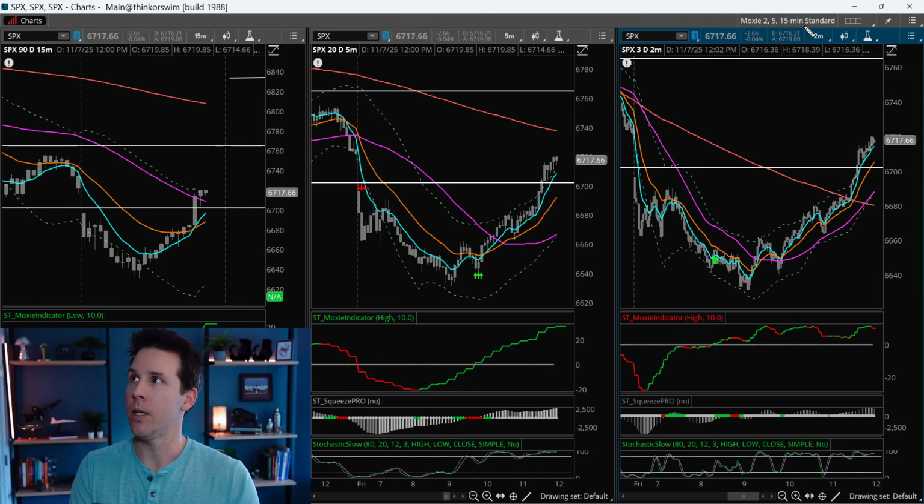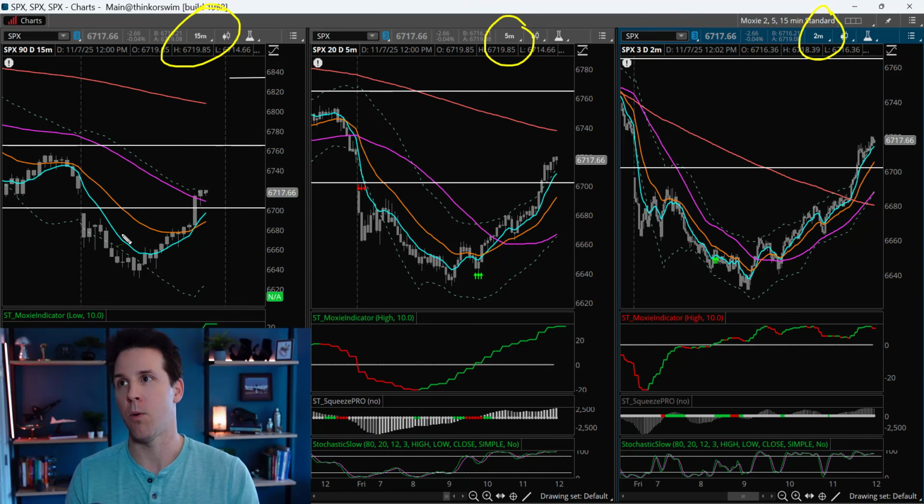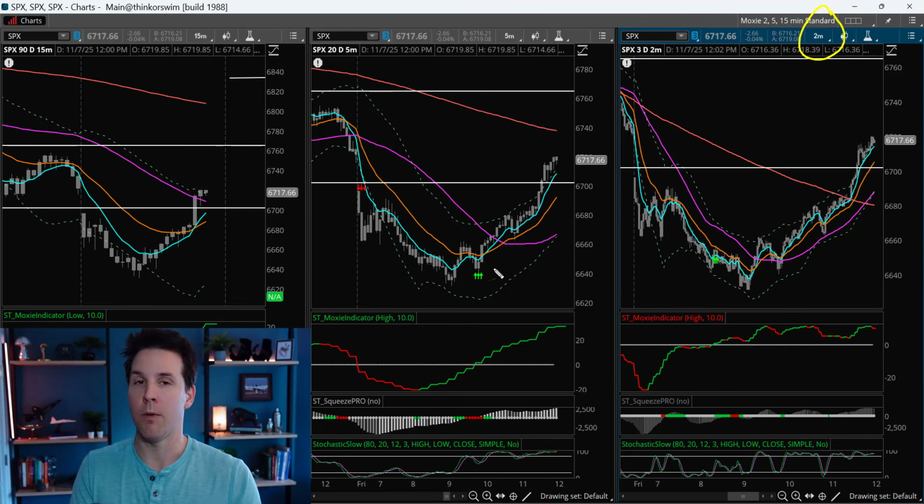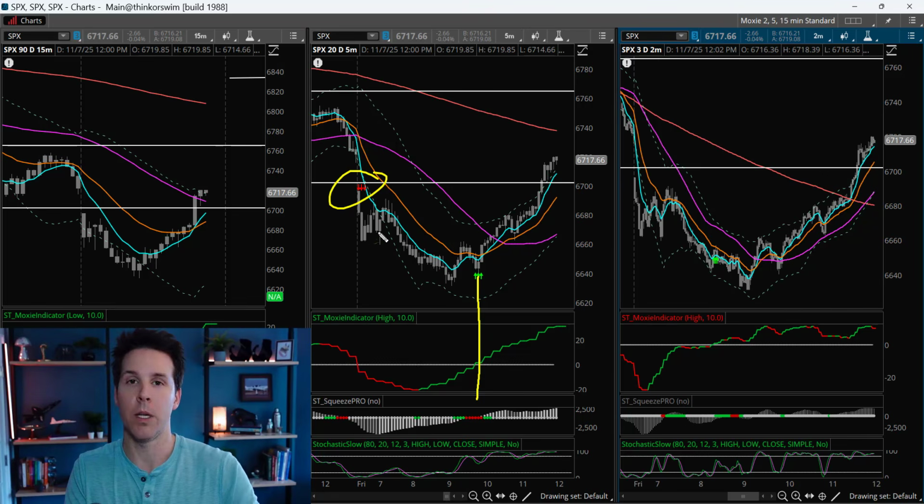And here's the 2-minute time frame, the 5-minute, and the 15. This is what I like to use for day trading. And once again, if you just look, what's the biggest thing that calls your attention? Right there. That is the Moxie price trigger. What it denotes is when the Moxie indicator crosses above or below 0. You get red if it's below, green if it's above.